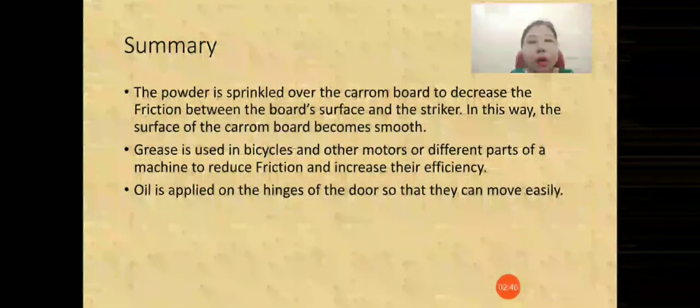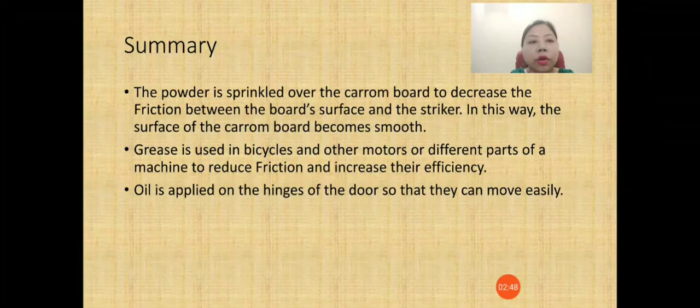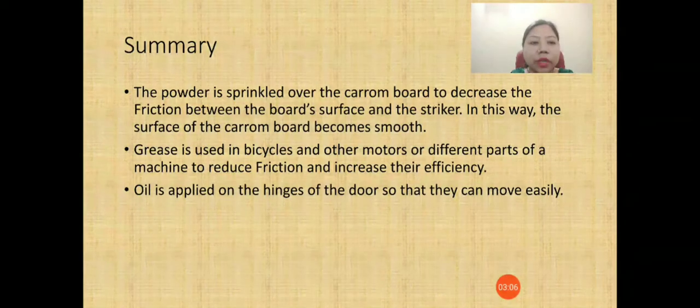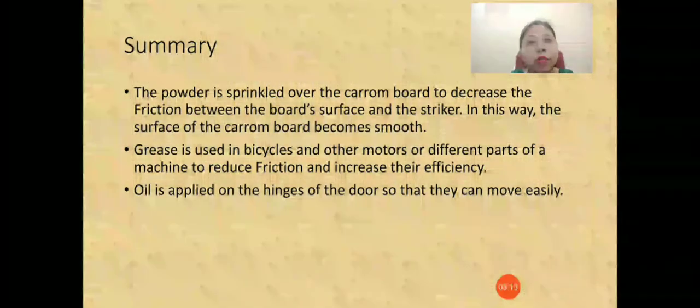The powder which is sprinkled on the carom board helps in reducing the friction between the board surface and the striker. In this way, the surface of the carom board becomes smooth. Grease is used in bicycles and other motors or different parts of a machine to reduce friction and increase their efficiency. Oil is applied on the hinges of doors so that they can move easily.